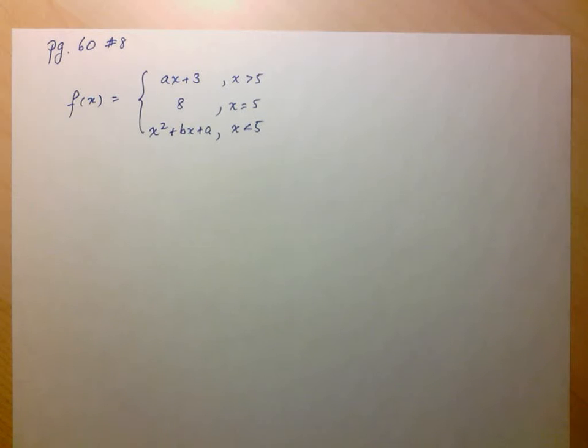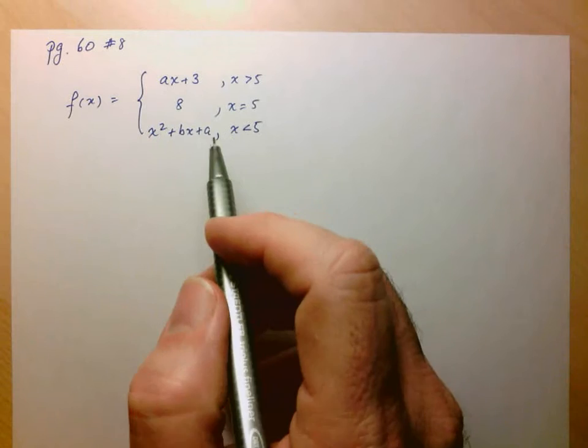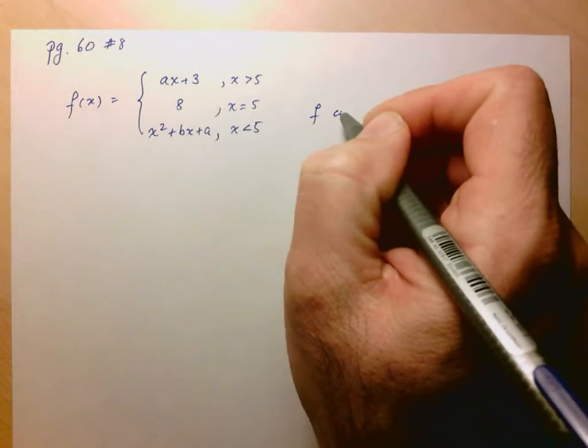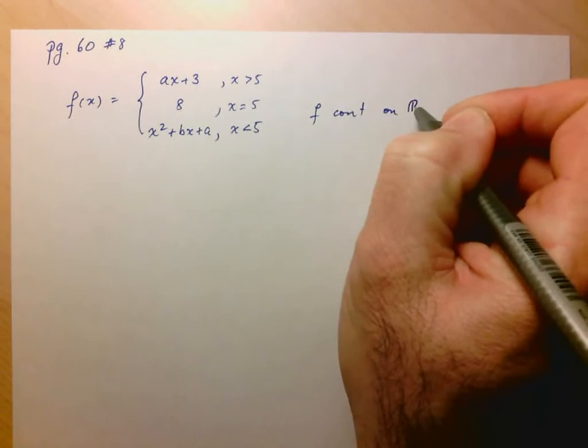Hi folks, this is the solution to number 8 on page 60. So they give us this function and they want f to be continuous for all real numbers.